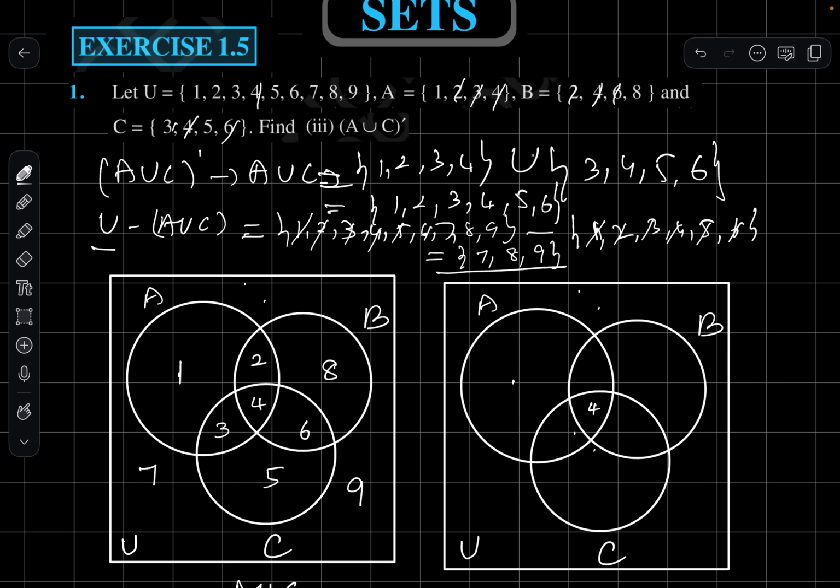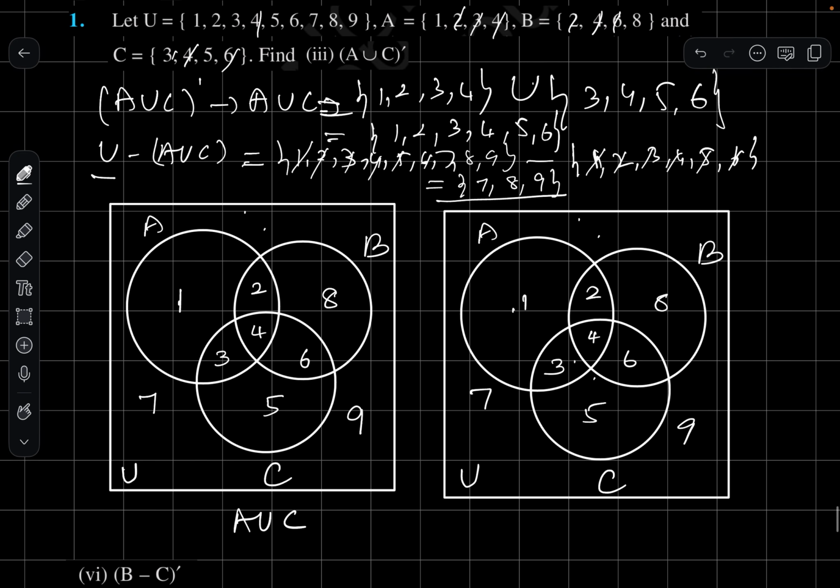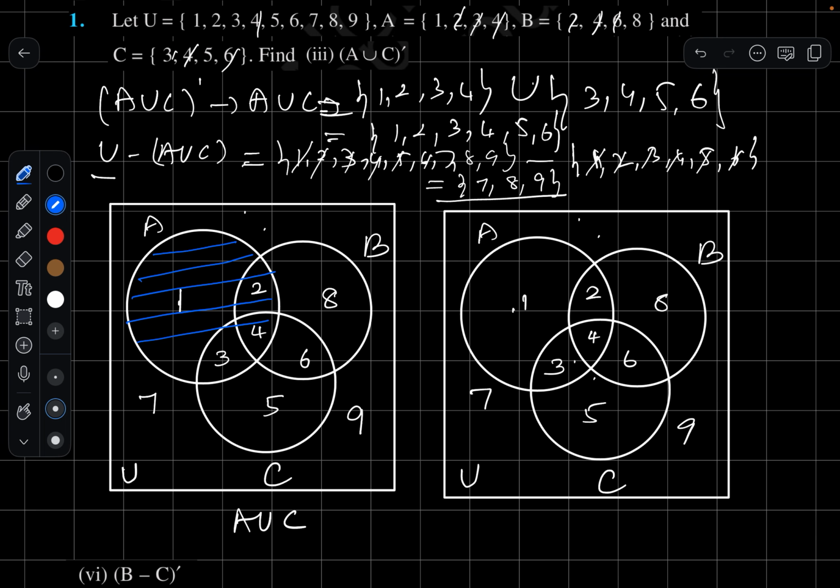The same way we will write here also, and then we can go to the shading part. 3 6 5 8 and 1. Here you will get 7 and 9. Now what is A union C? In A union C you are going to get both the circles A as well as C, fully, the intersection part as well. This is going to be A union C. What elements do you get? 1 2 3 4 5 6.